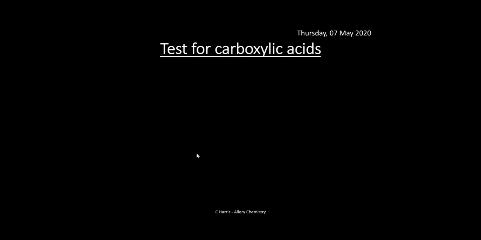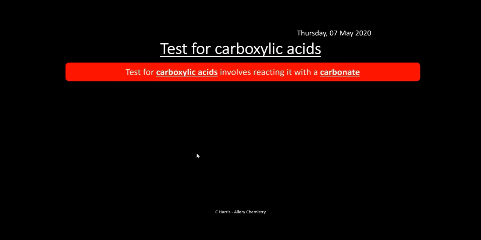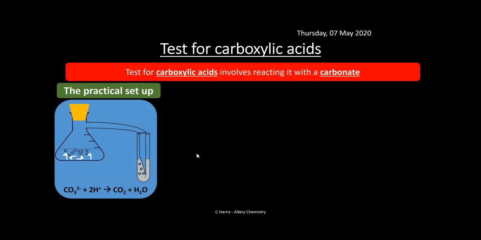Okay, so let's look at tests for carboxylic acids. Carboxylic acids involves reacting with a carbonate, very similar to the phenol reaction that we've seen before. So the practical setup is this. React it with a carbonate, which is here, and that reacts with H+ ions that we get from the ethanoic acid or whatever carboxylic acid we're using. And we're going to get carbon dioxide and water being formed.